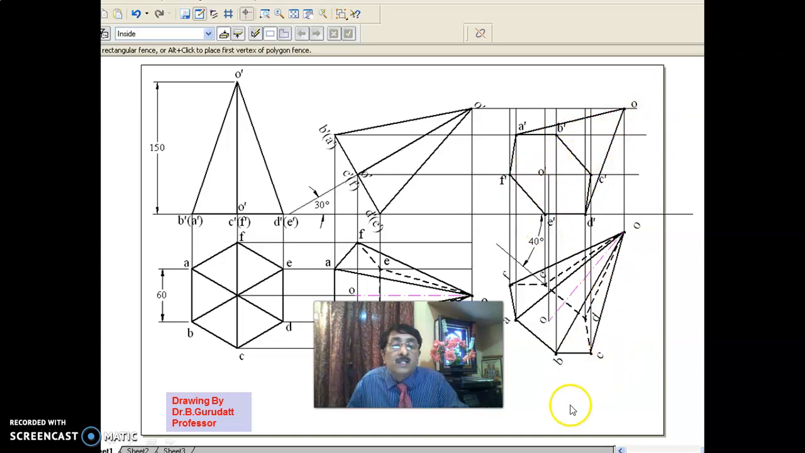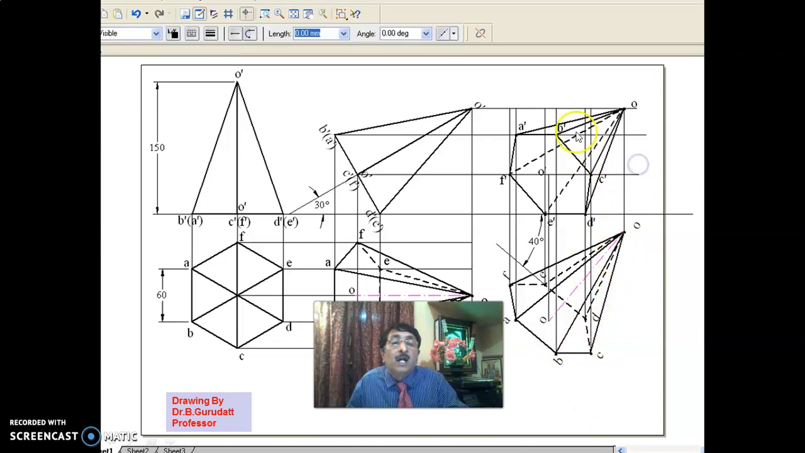Now if you look at this, B and C are nearer corners. Nearer corner edges can always be seen. Hence, darken O dash B dash and O dash C dash, and F and E are faraway corners, and edges from F and E corners are invisible. As a result, O dash F dash and O dash E dash, you make it invisible. And finally show the axis as O dash O dash.